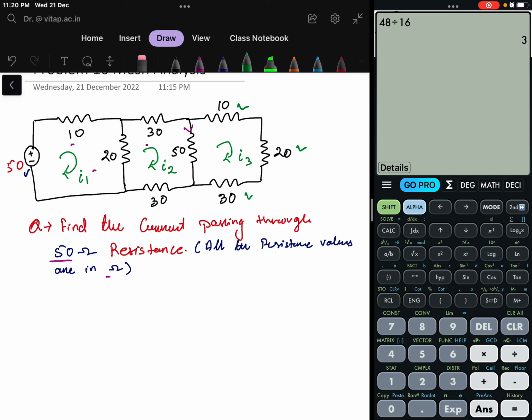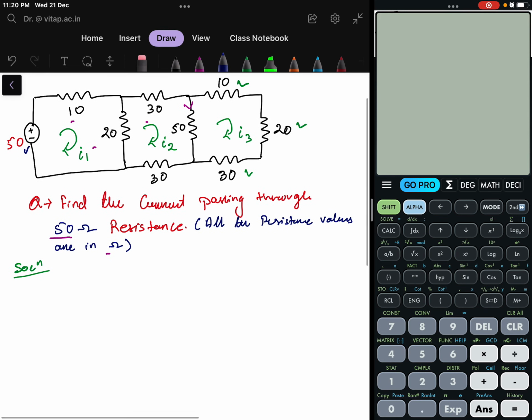So what I can do is add them and make that one resistance. But let us not do that; we will calculate separately, so that you can understand mesh analysis more. So we will be doing the solution now. For mesh analysis, first we have to write the equation for each and every mesh.